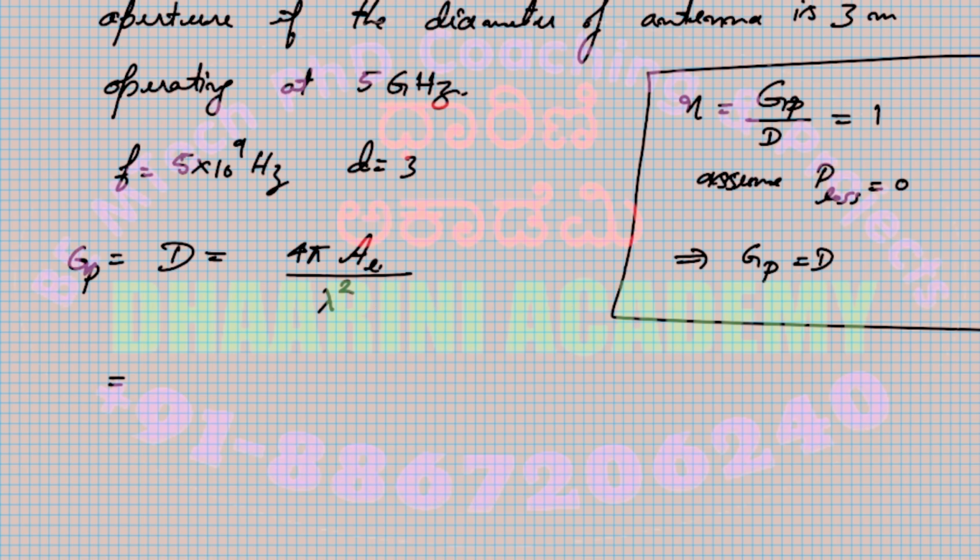So that is equal to, I need to calculate AE, right? AE is nothing but your aperture, that is pi r square. Diameter is given. So let's calculate AE. AE is equal to pi r square. R is equal to D by 2. D is given. Okay, D by 2 whole square. So that is pi into, this is 3 by 2 whole square, 1.5 square.